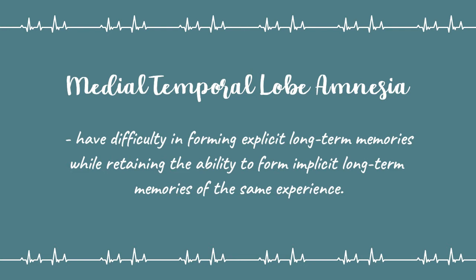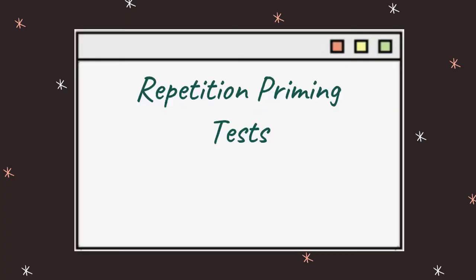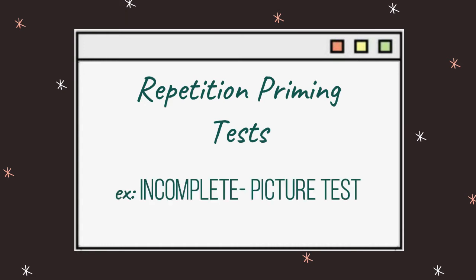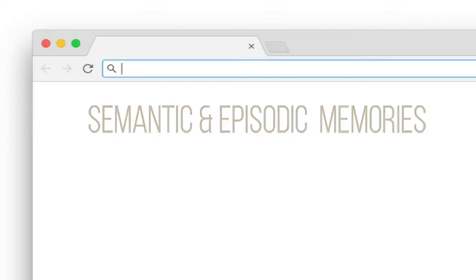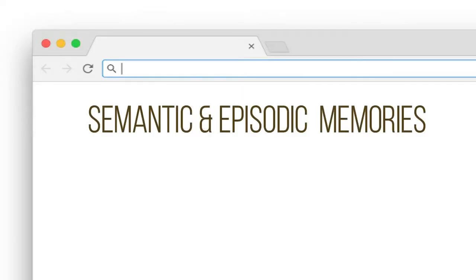Tests that assess implicit memory are called repetition priming tests. The incomplete picture test is an example of one. Now let us differentiate semantic and episodic memories.